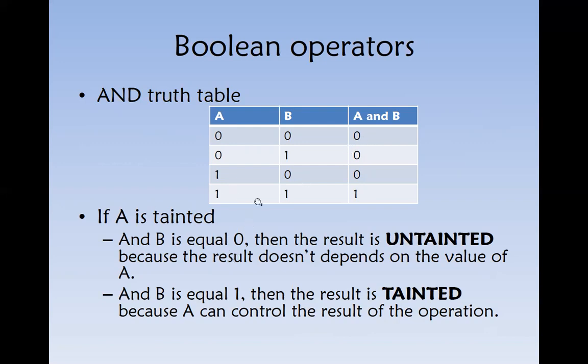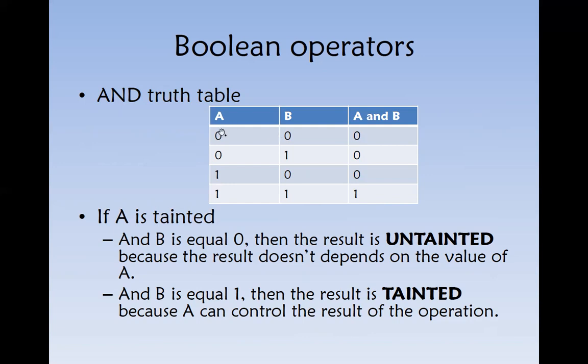All right, and if A and B is equal to 1, then the result is tainted because A controls the result of the operation. So if B is not tainted but A is tainted and both are 1, A and B is tainted, okay? The reason is that if A is 0, the result would have been 0, and if A is 1, the result is 1. So the value of the output crucially depends upon the value of A, and therefore you have to say that the output is tainted if the input is tainted.